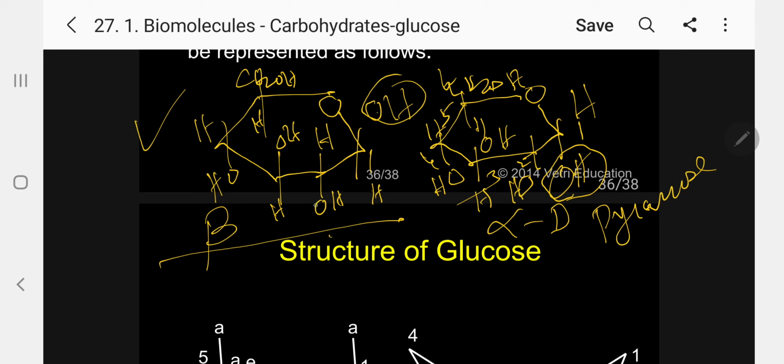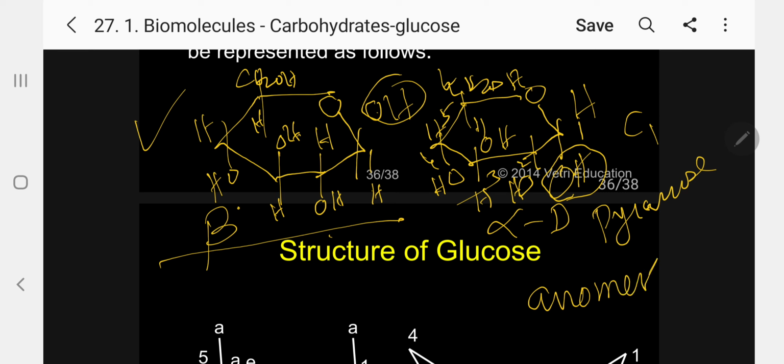OH above, below, and CH2OH above. Very easily you can remember. So if the first carbon OH is written above, then alternately below, above, and the sixth carbon atom CH2OH is above. This is beta D. In alpha, only the first carbon will change, that is OH below and H above. So this is actually a difference in configuration at the C1 carbon atom.